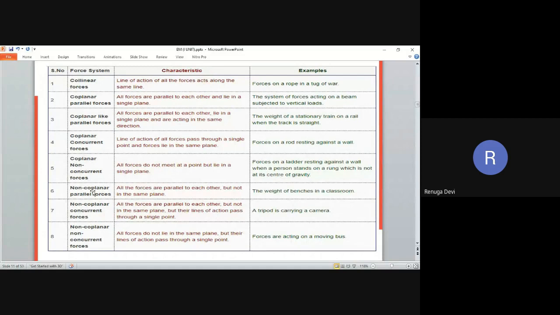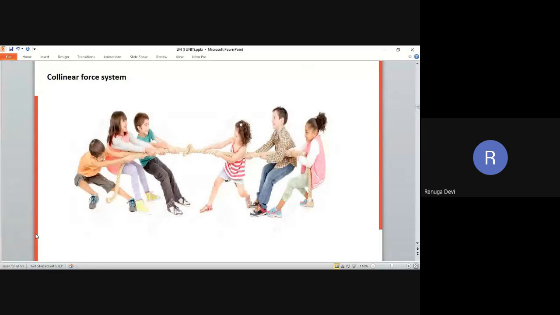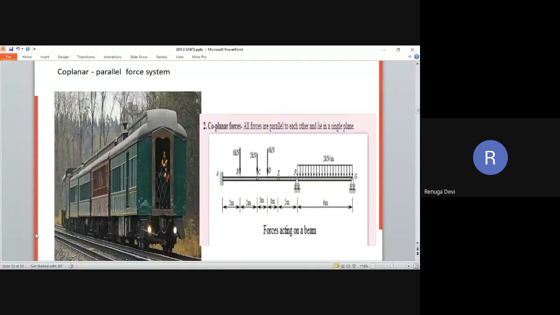So I'll show some of the figures, then you will be able to understand. So these are various types. You just keep it in your mind. Coplanar concurrent, coplanar non-concurrent. By name itself, you can identify that: non-coplanar, non-coplanar concurrent, non-coplanar non-concurrent. So these are the sum of the forces. So collinear force system it is.